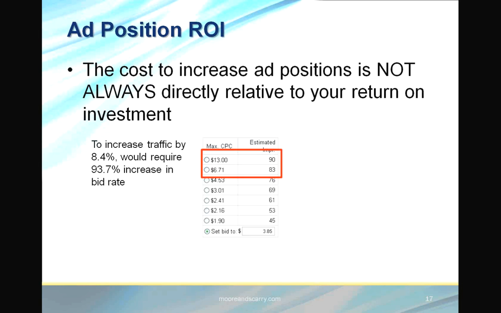Let me give you an example here. If you look at this screen here, we've got a cost per click of $13, and that'll give us 90 impressions. If we bid $6.71, that'll give us 83 impressions. So our estimate is that by basically cutting our bid in half, we're only losing less than 10% of our impressions. So to increase traffic by 8.4%, our bid has to go up by 93%.